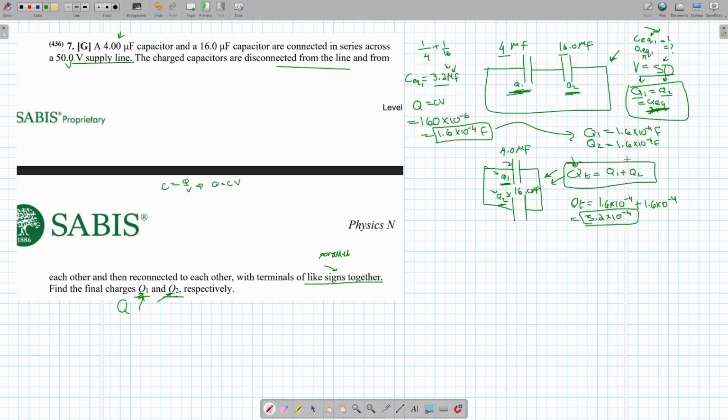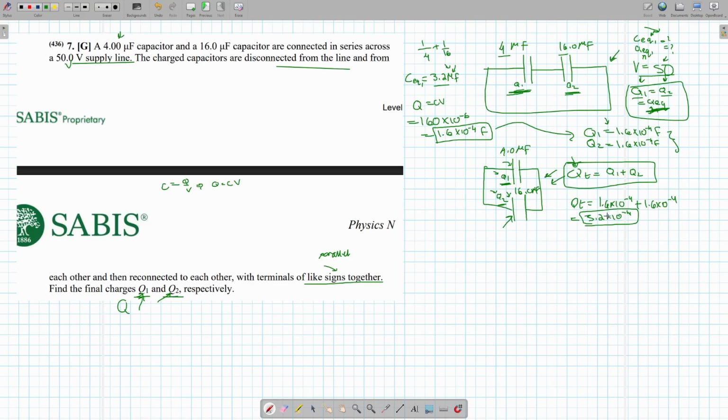Now someone might ask me, Walid, why don't I put this as my answer? This is the charge flowing through the branch. I want to know the charge of the capacitor, okay? So to find the charge of the capacitor, it's different. You have to follow these steps, and this will most probably come in your exam, okay? So you have 3.2 times 10 to the minus 4.